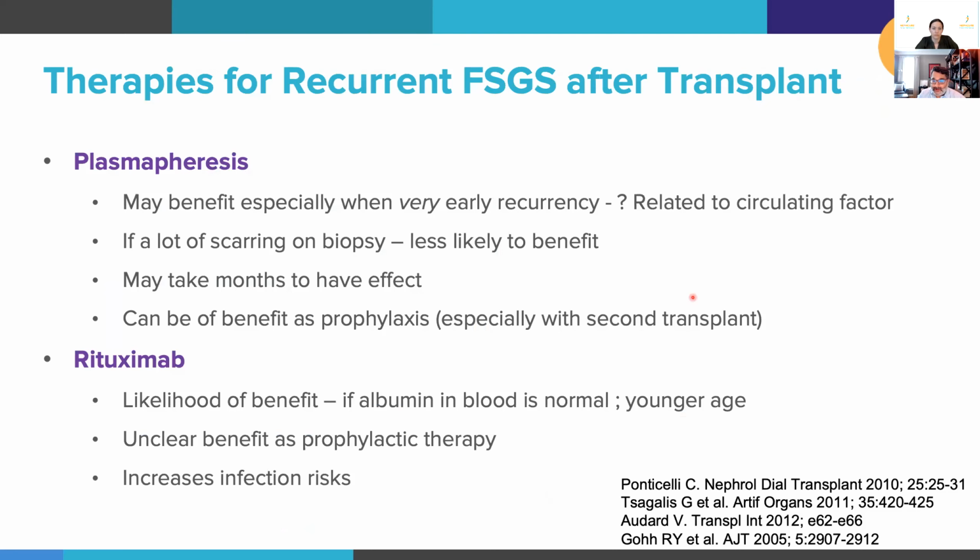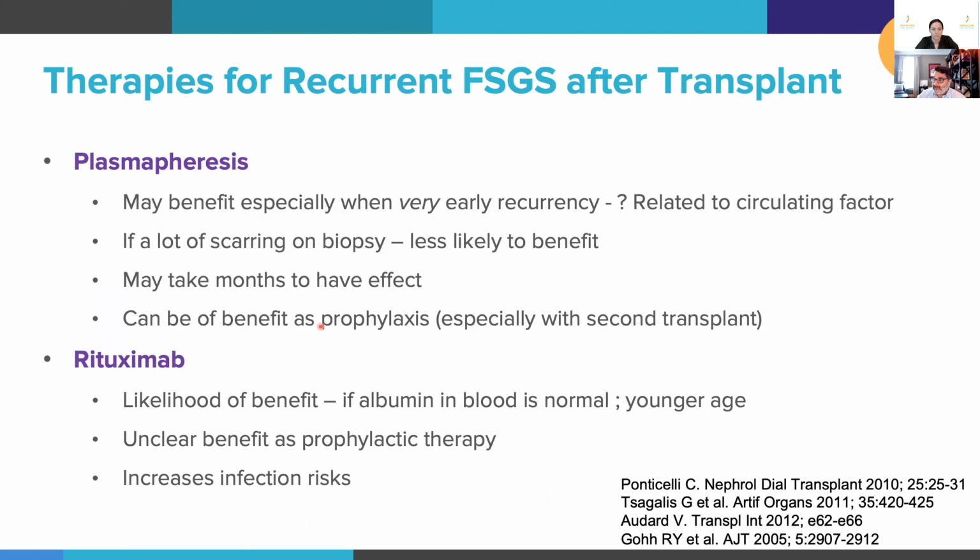What are the therapies for recurrent FSGS after transplant? I mentioned plasmapheresis because we think we might be removing the circulating factor. If there's a lot of scarring on the biopsy, this is likely to be not helpful. It can take many months to have its effect. So even if we do several sessions of plasma exchange and we don't see a response, sometimes continuing that out longer can be helpful.